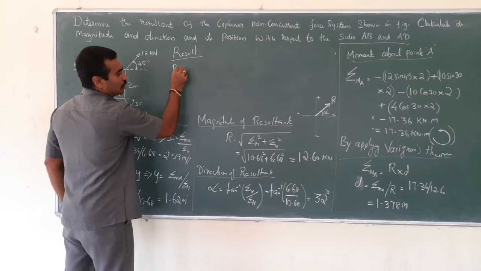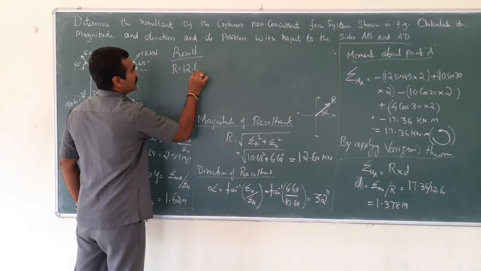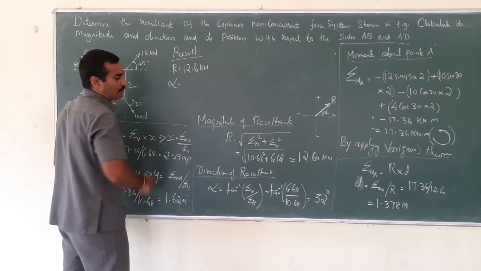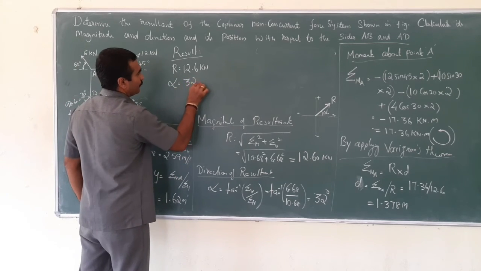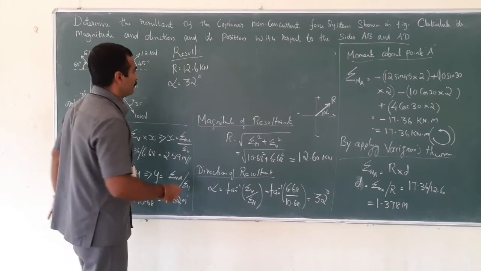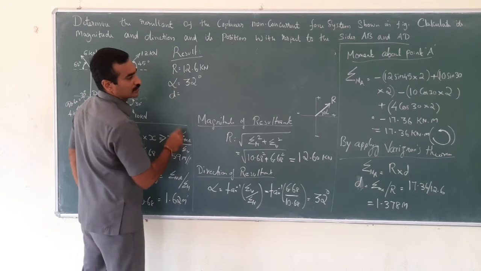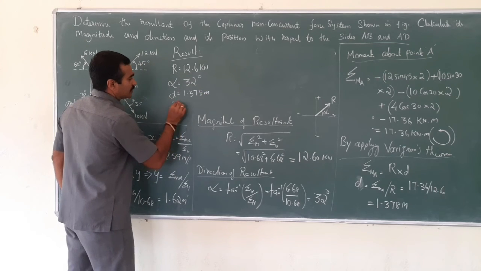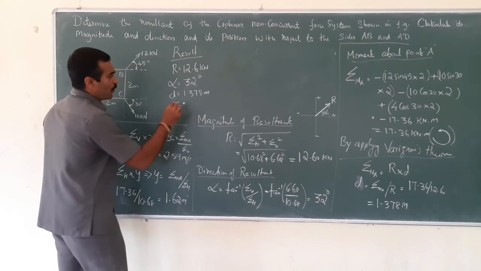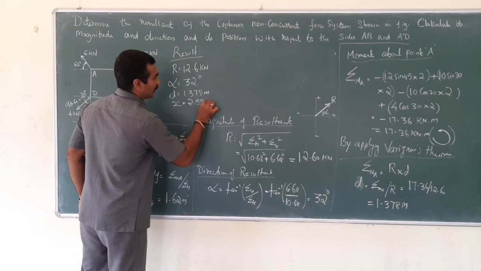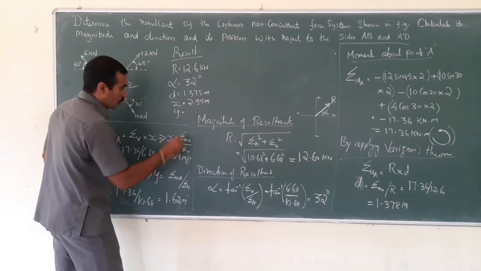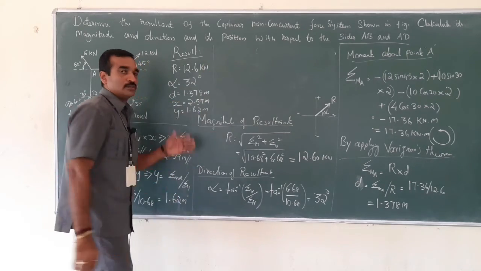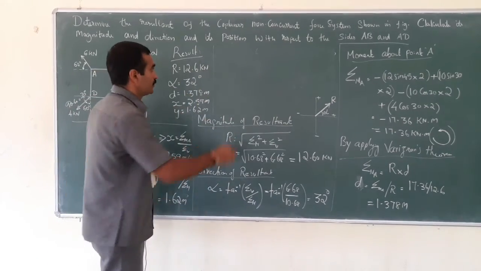The R value equal to 12.6 kilonewton and the direction of resultant is 32 degree and the position, its perpendicular distance is 1.378 meter and its horizontal distance could be 2.59 meter. A vertical distance could be 1.62 meter. So, now I am going to put it in the graphical way.